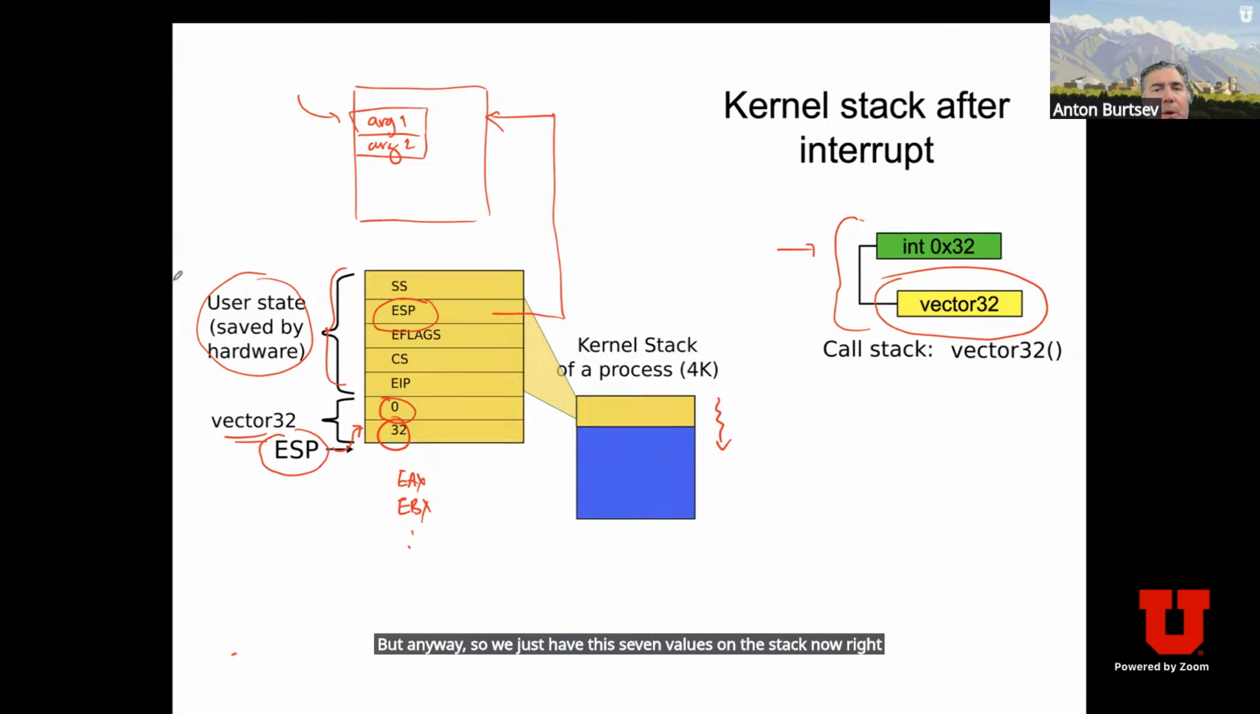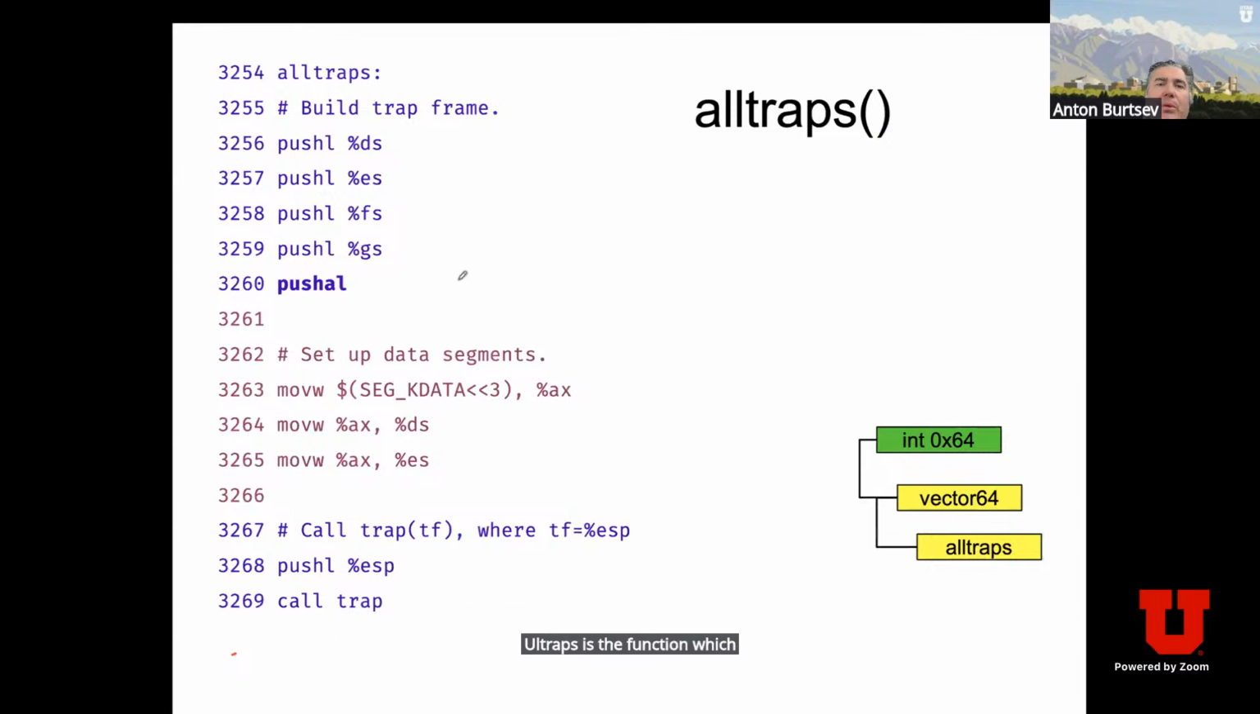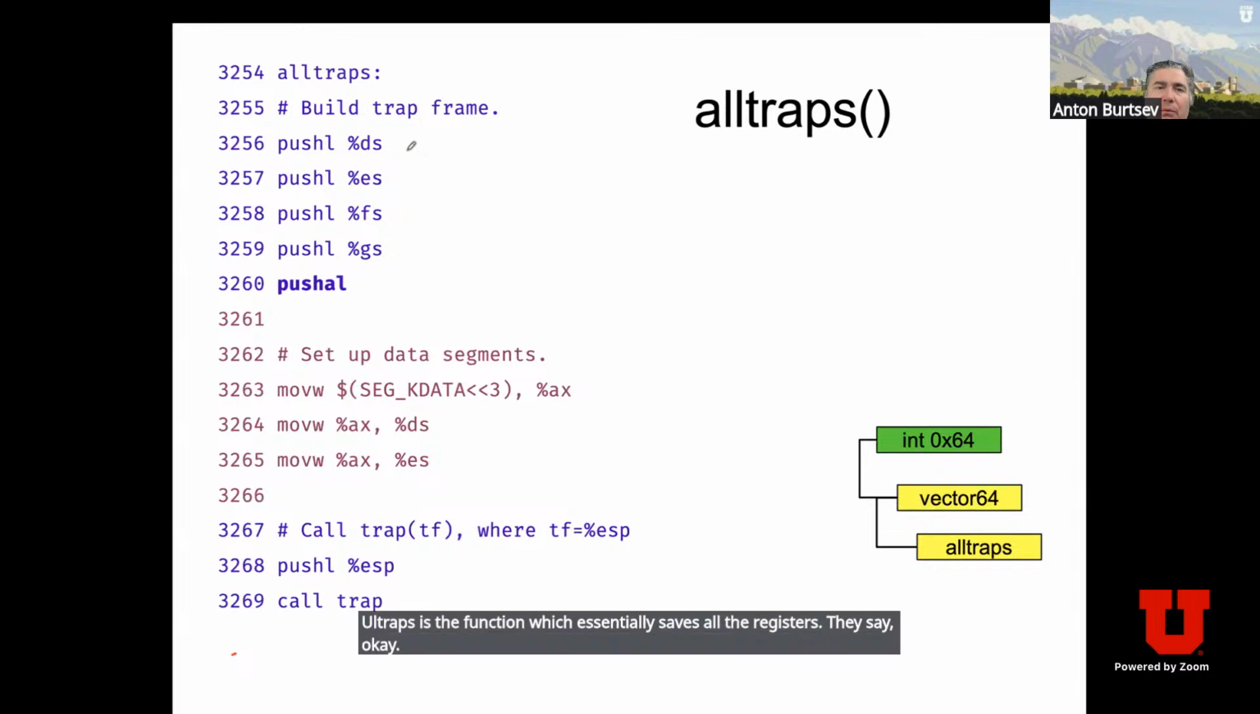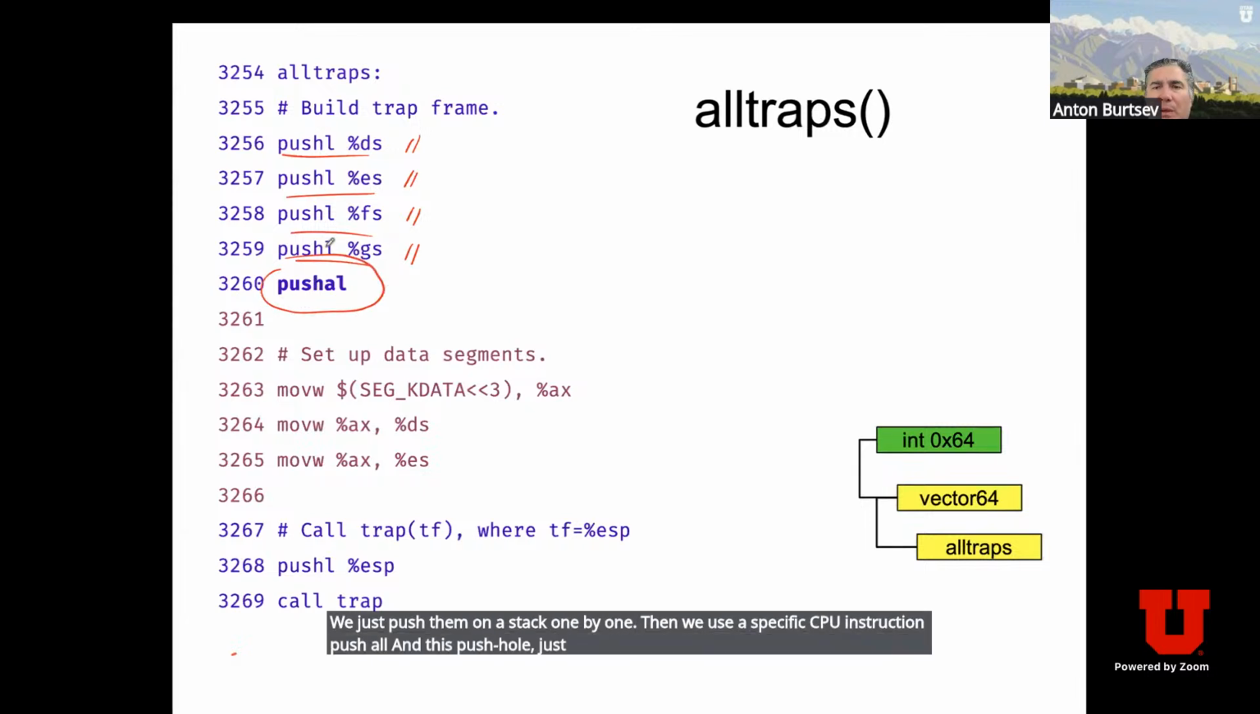And we jump to alltraps. alltraps is the function which essentially saves all the registers. They say, okay, the user might have its own value of the data segment, ES segment, FS segment, GS segment. We just push them on the stack one by one. Then we use a specific CPU instruction, pushal. And this pushal is essentially a single CPU instruction which saves all user registers.